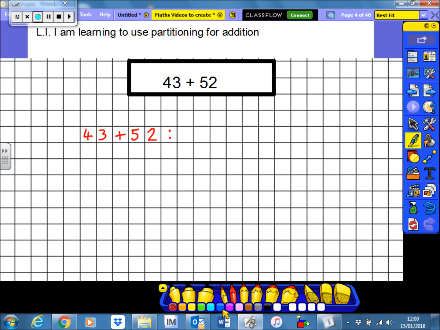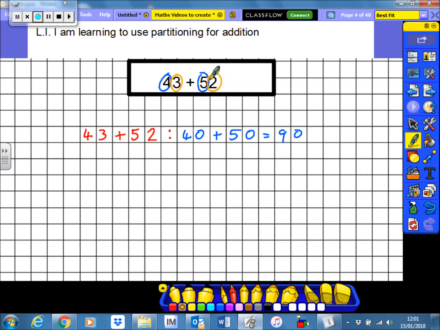So I'm going to start off looking at just the tens. So I'm going to take the 40 and the 50 here, and I'm going to add just them together. So I do 40 plus 50, and then write what it equals. And the answer to 40 plus 50 is 90. Next, I'll change colour for this.